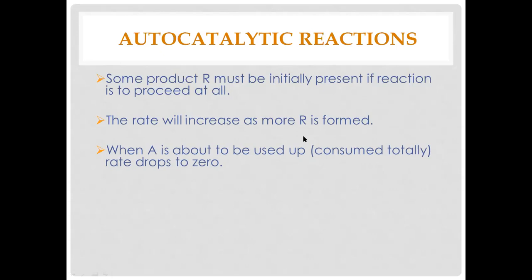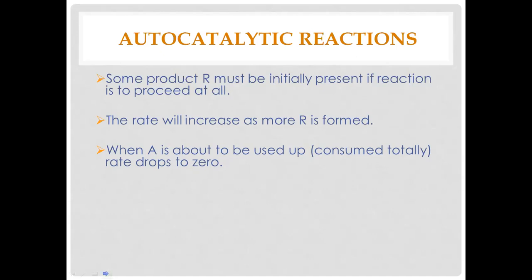When A is about to be used up, or totally consumed, or we can say you are nearing 100% conversion of A, the rate will drop to 0. I think it's again self-explanatory. Why will the rate drop to 0? Because there's no more R to form, because your A is about to be fully converted to R. So when A is about to be used up, with nothing left of it, the rate will drop to 0.